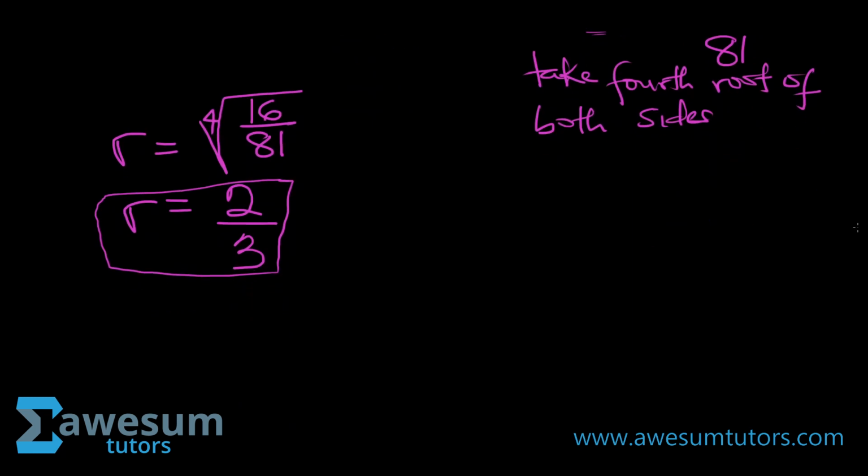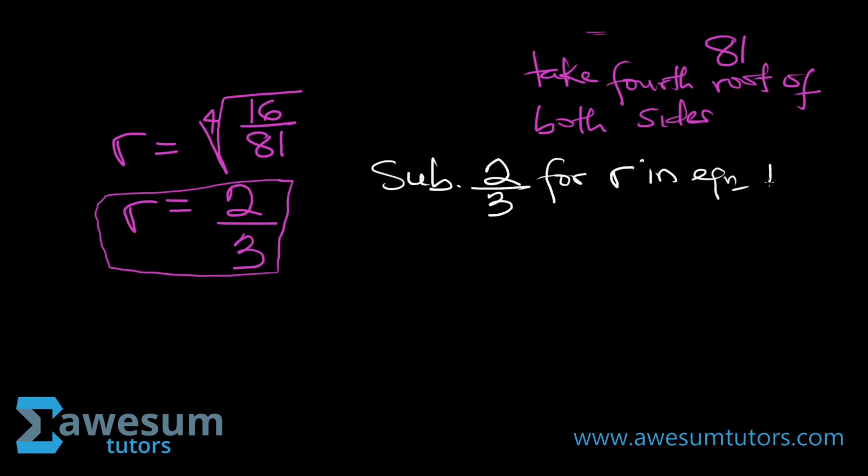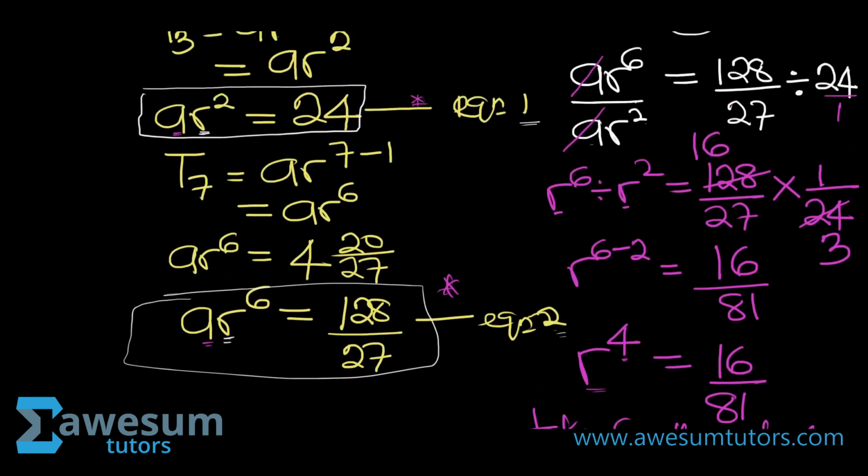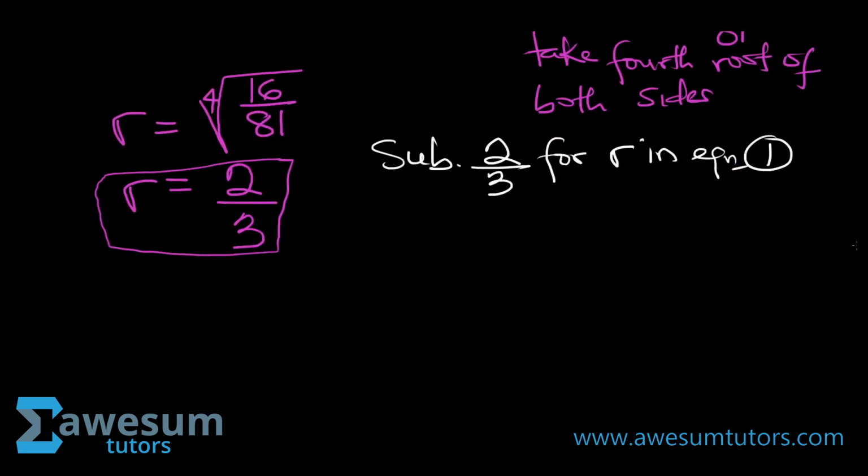So I would say substitute 2 over 3 for r in equation 1. So you go back to your equation 1. What is equation 1? ar squared equals 24. So I'll have ar squared equals 24. Very good, guys. And ar squared means a times r squared.